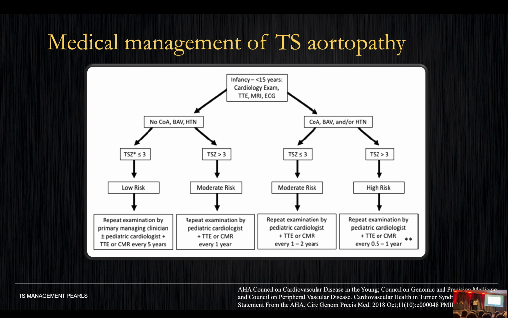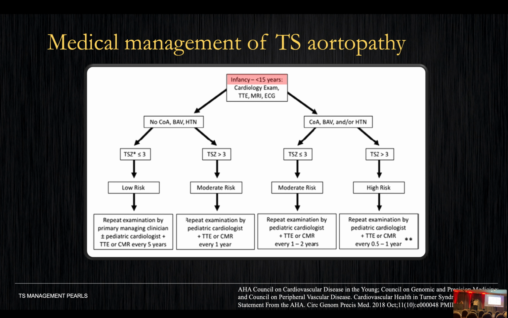For Turner syndrome individuals that are younger than 15 years of age, after you do your initial diagnostic workup, you rule out congenital heart disease or hypertension, you should make your decision based on Turner syndrome specific Z-scores.